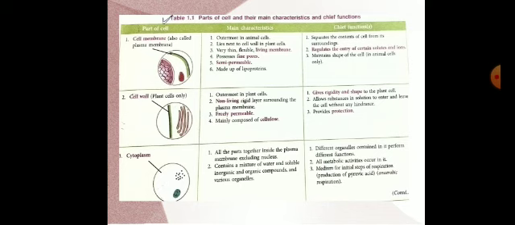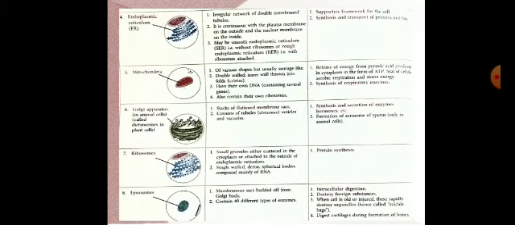Next one is endoplasmic reticulum. As you can see, it is an irregular network of double membrane tubules, blue color you can see. It is continuous with the plasma membrane on the outside area and the nuclear membrane on the inside. So it is attached with the nucleus membrane also.